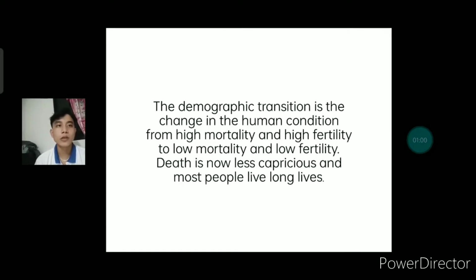So the demographic transition is the change in human condition from high mortality and high fertility to low mortality and low fertility. So kanang murag bali-bali sila, na high mortality, na low mortality, and nasay high fertility o low fertility. So for example, death is now less capricious and most people live long lives.